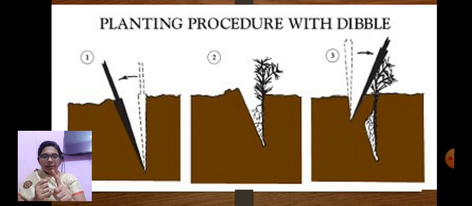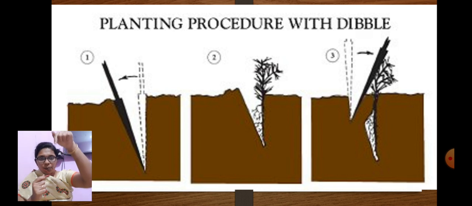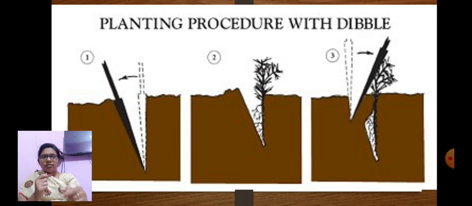You see picture 1. There is a sharp object, and it is pierced, and it is moved towards the left. You can see there is an arrow mark pointing towards the left. So when you pierce the hole using a sharp object and it is moved, a small furrow or a pit is made. And in the second picture, you see a plant is put in. Can you see? A plant is inserted with the root.